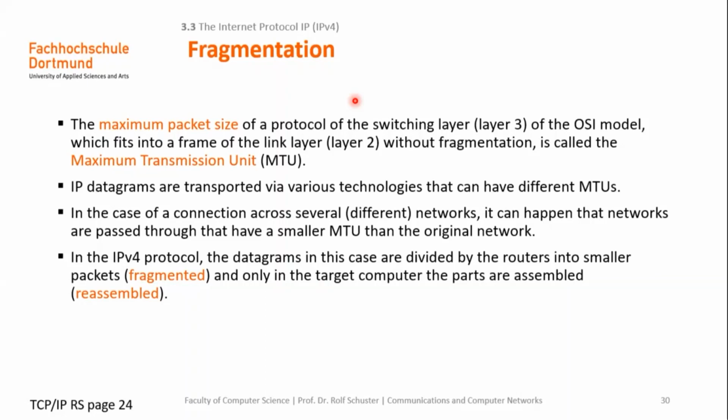Then in those cases, the transmission across several different networks could need to pass through, for instance, smaller MTUs than the original network. And in this scenario, the IP version 4 protocol needs to implement mechanisms called fragmentation. And for instance, the reassembling will be performed only at the destination host.